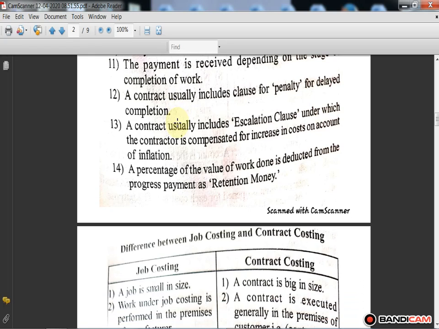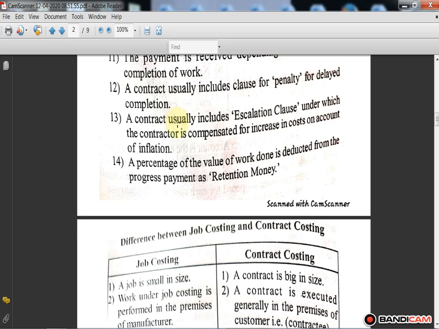12. A contract usually includes a clause for penalty for delayed completion. In contract costing, a penalty clause is included for delay in completion of the contract.